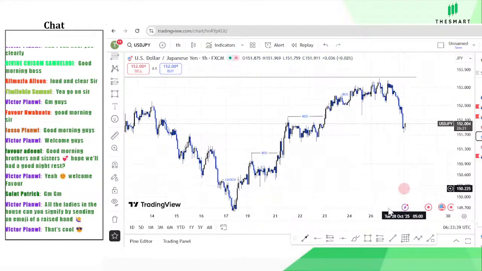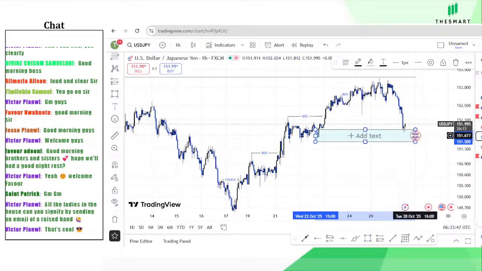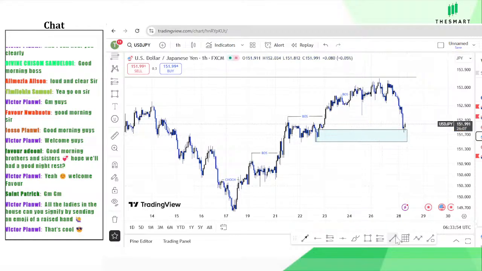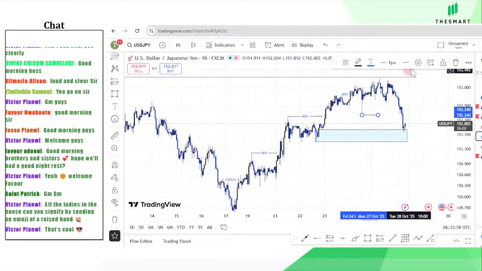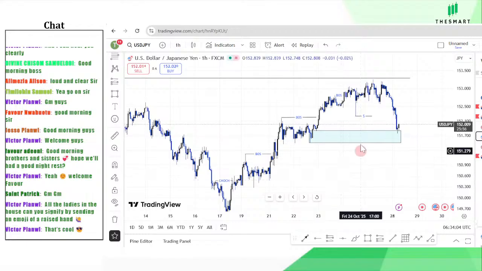Okay, so now where is the demand zone we actually want to see? This point. And price has tapped into this. So we can see the engineered liquidity that was given to us. We have this level liquidity given to us, and price has mitigated this zone, and you can see the reaction to the upside.